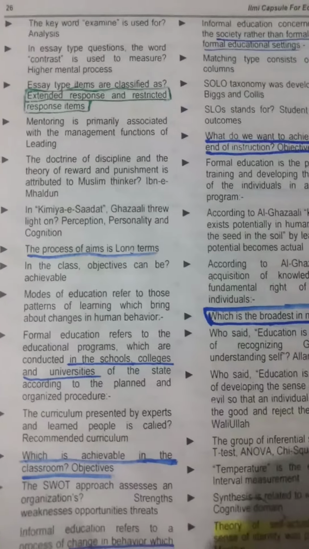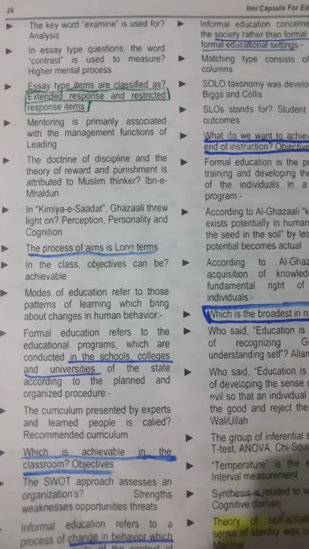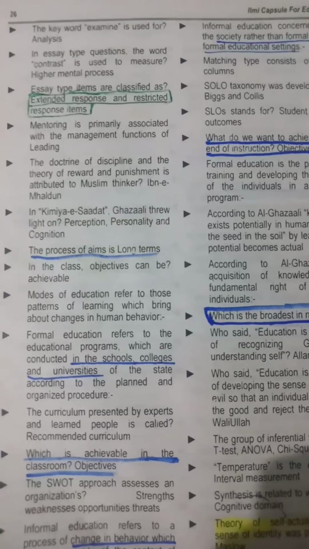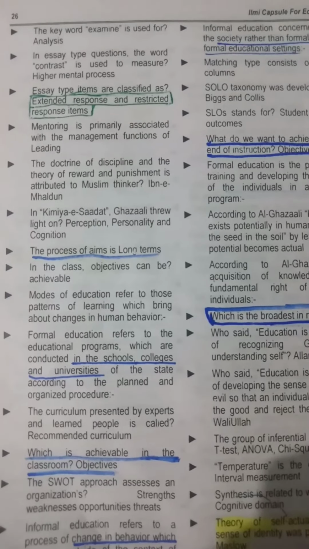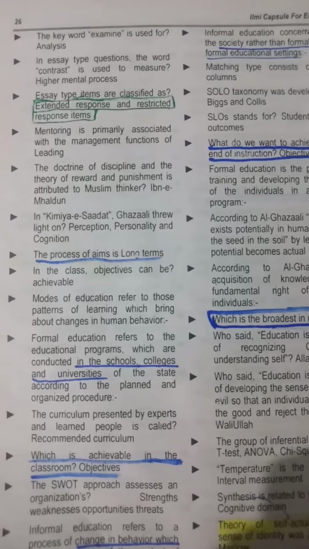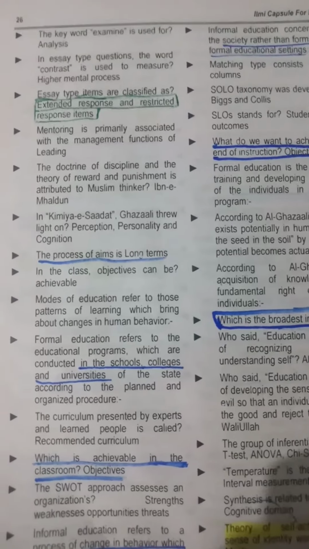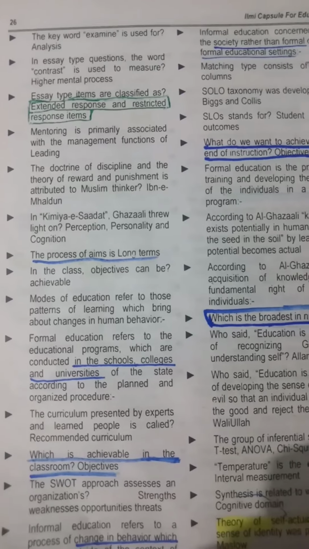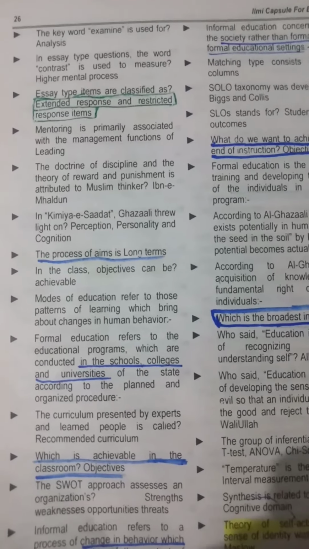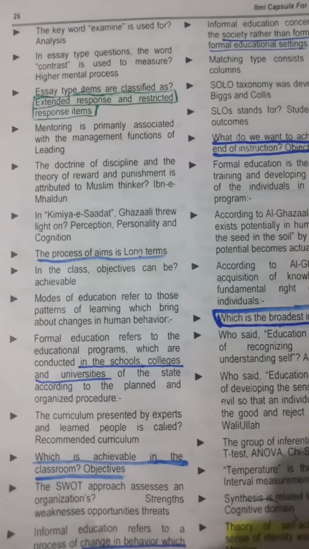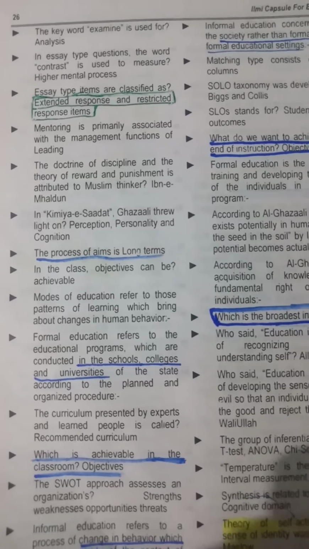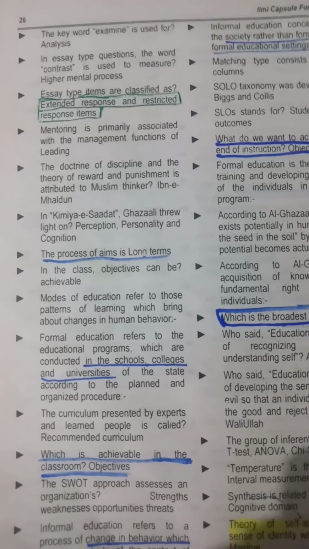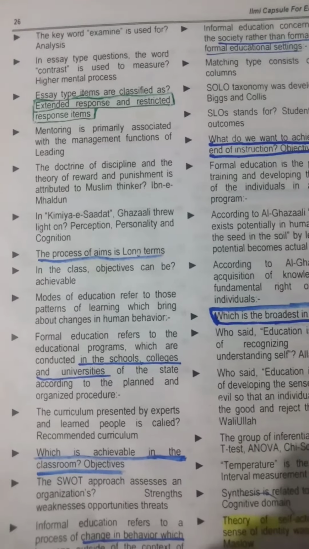In essay type questions, the word context is used to measure higher mental process. Essay type items are classified as extended response and restricted response items. Mentoring is primarily associated with the management function of leading. The doctrine of discipline and the theory of reward and punishment is attributed to Muslim thinker Ibn Khaldun.